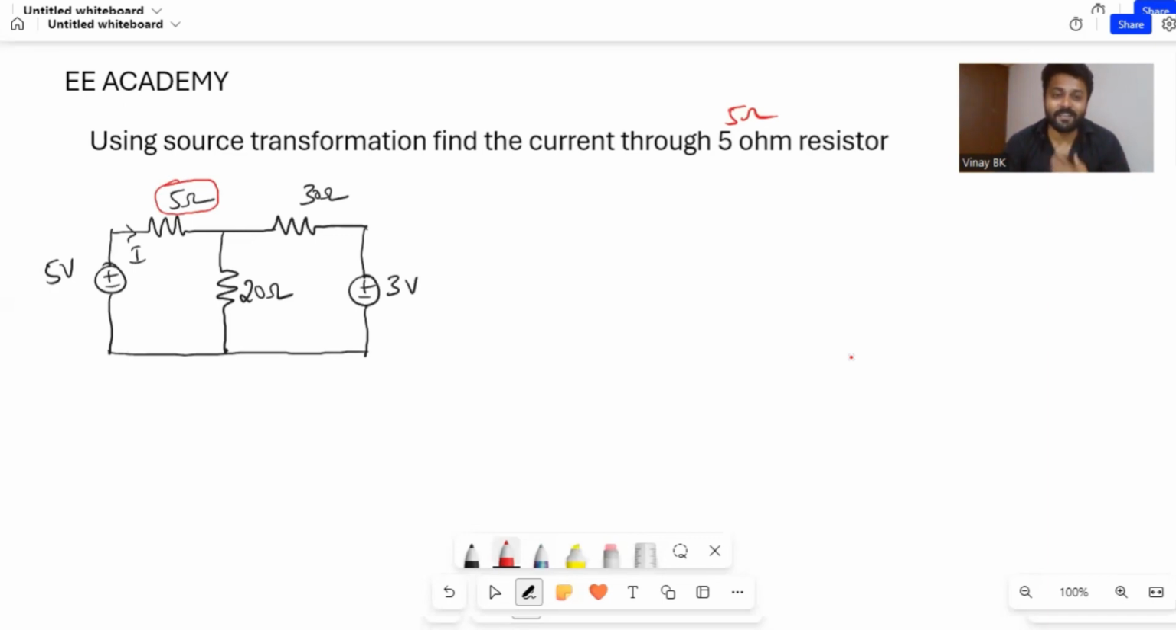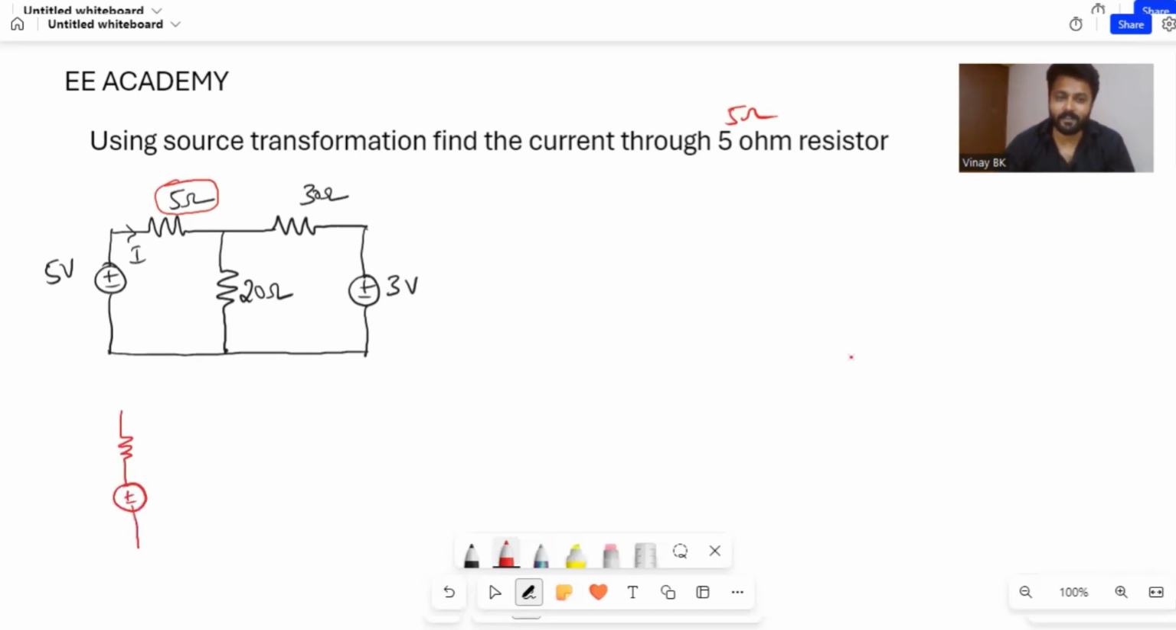There are various methods to find the current flowing through this 5 ohm resistor. Either you can use Ohm's law, or apply KVL, mesh analysis, or else nodal analysis to get the value of that current. But here they particularly mention solving with the help of source transformation. First, you need to understand what source transformation is. It means you transform a practical voltage source into a current source, or a practical current source into a practical voltage source. A practical voltage source always has a small internal resistance along with the voltage.